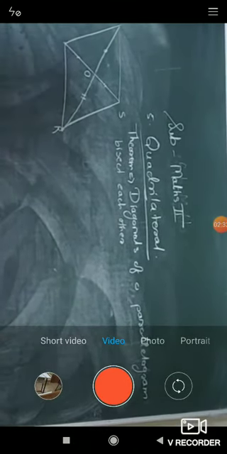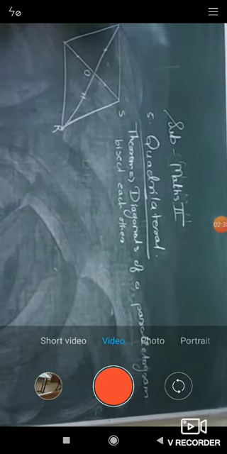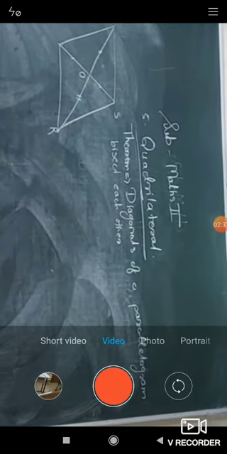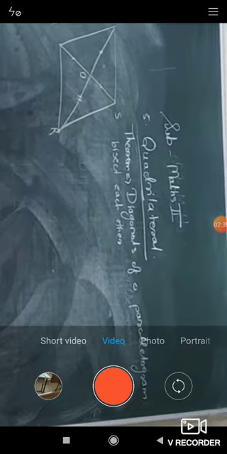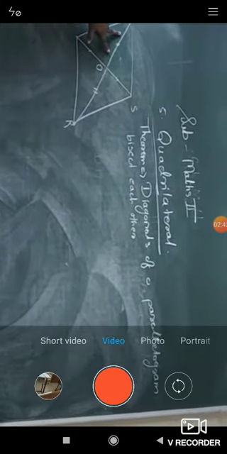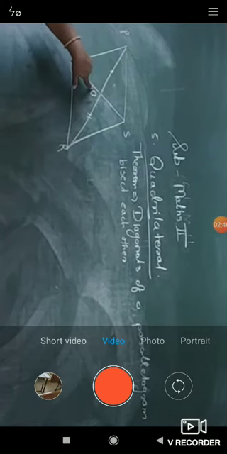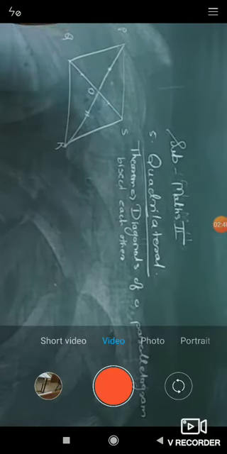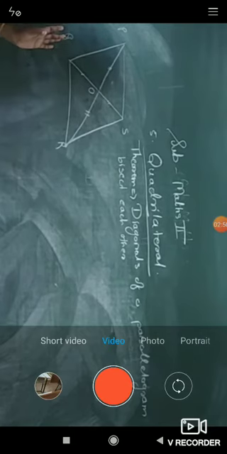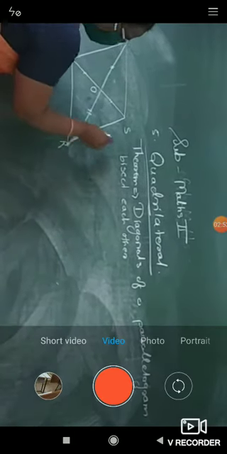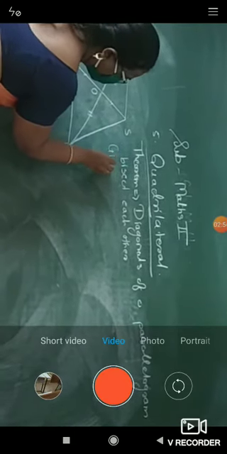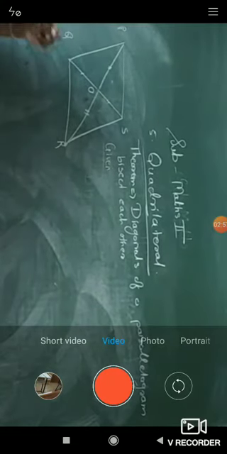How can we prove it? Just think about it. How can we show this? What we have to show is that OP and OR, and OQ and OS, are congruent to each other. So from this, first we will write what? Given. What is the given? Tell me.